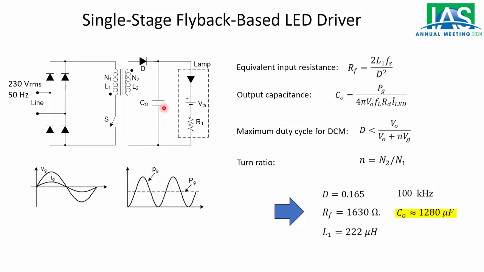So we need this capacitor to filter and to get a DC average current at the output. So here are the main equations to do the design. This is the equivalent input resistance of the converter, the value of the output capacitance depending on the ripple that we want through the LED lamp.